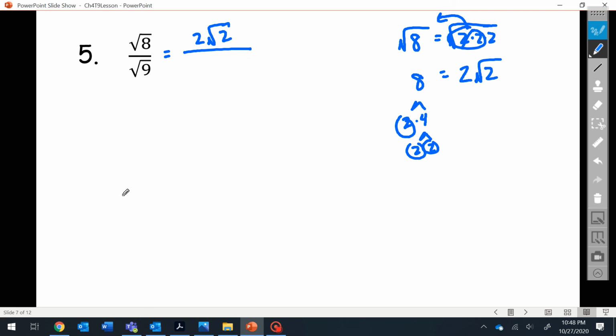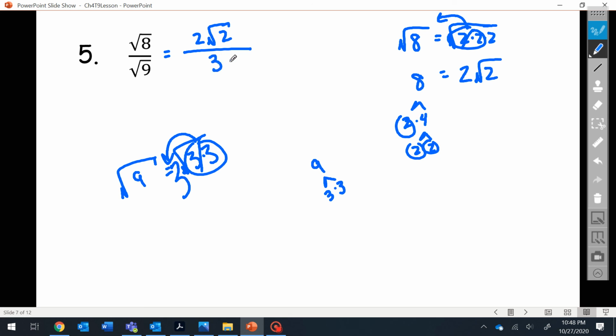I'm going to do the same thing for the square root of 9. Well, 9 is just 3 times 3. So this is square root 3 times 3. Well, a pair of 3's on the inside will make a single 3 on the outside, and I won't have anything left. So the square root of 9 is 3. So the square root of 8 over the square root of 9 is 2 root 2 over 3.